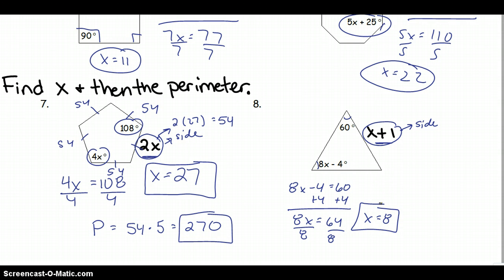Once you find out what x is, now you can plug it into the side and find the perimeter. So my side is going to be 8 plus 1, or 9. If this side is 9, we know this side is 9, and we know this side is 9. So now we can find the perimeter. Perimeter is 9 times 3, or 27 will be my perimeter.